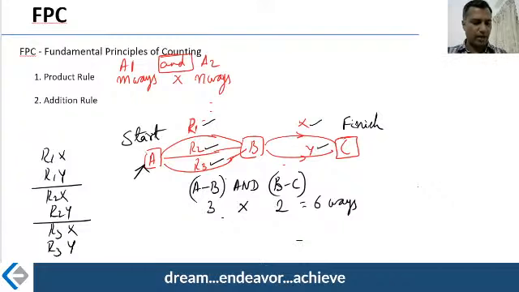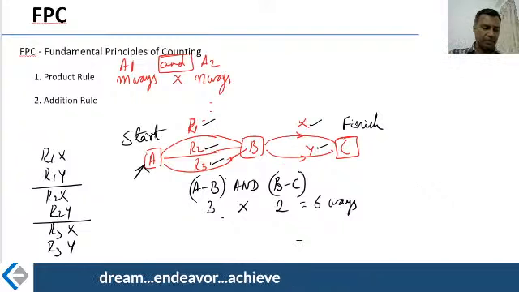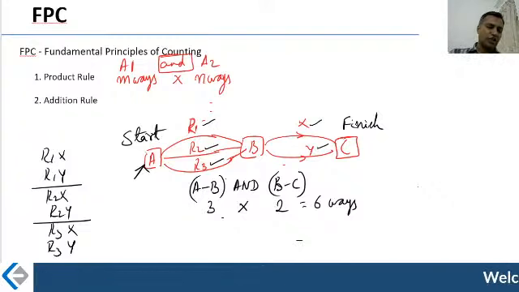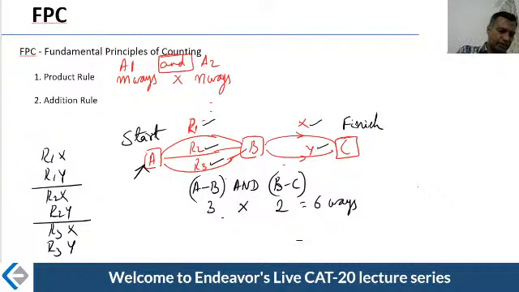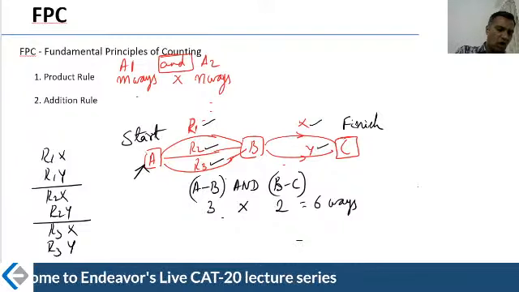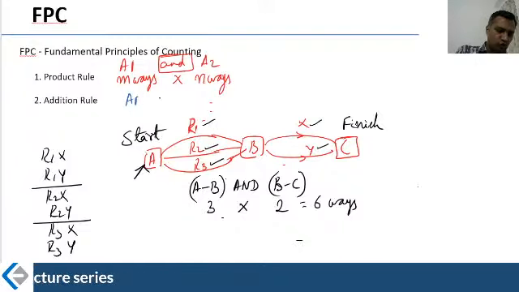Now that's what you mean by saying m cross n ways, right? Another rule: the addition rule. Let me take a simple example here to illustrate. If the first activity can be done in m ways, for activity 1, either I want you to do activity 1 or activity 2.